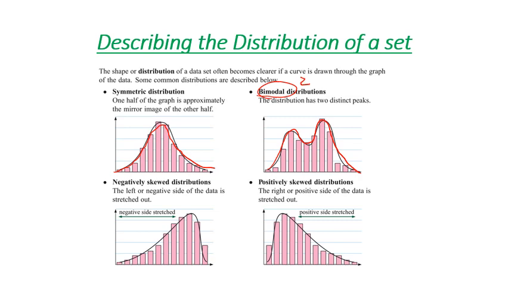If most of your numerical data is towards the end, or the bottom of your stem and leaf plot, or the right, I should say, then this is going to be negatively skewed. And if most of your data is at the start or the left, then it's going to be positively skewed. So that's important to know.